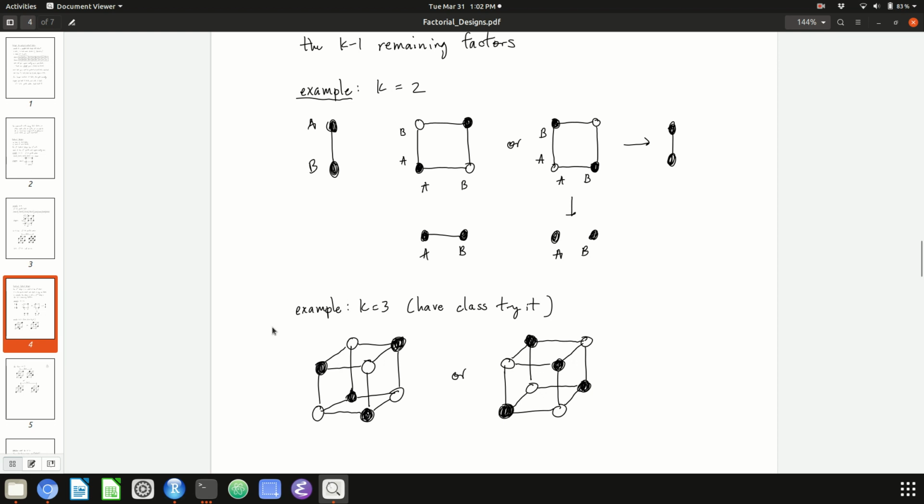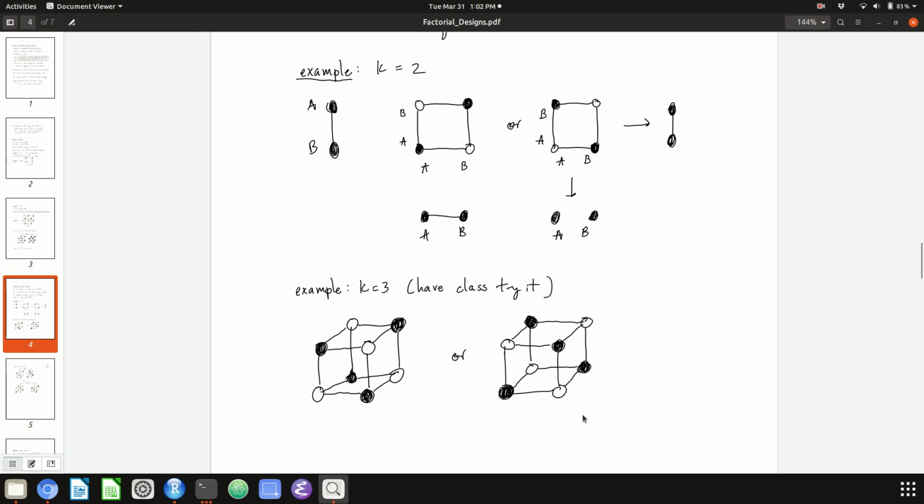The other valid 2^(3-1) design is just the opposite of this design. So wherever we didn't do a run in this design, we do one in this design. And then you can imagine doing the same thing. Smash it in any direction, and you get a full 2^2 design in the 2 remaining factors.